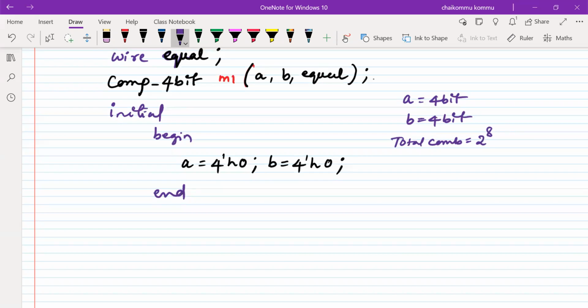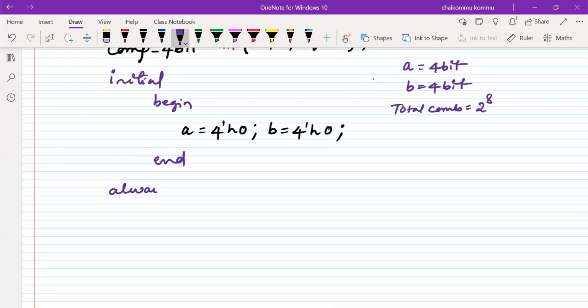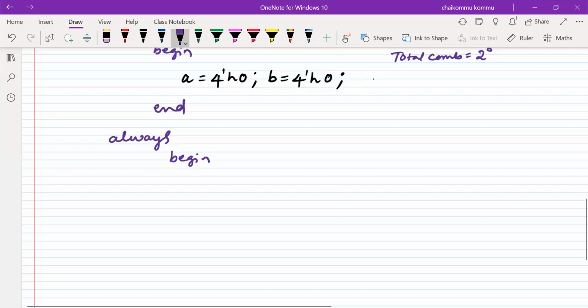So what I can do is use an always block. Always, I'll start begin. For example, at 2 nanoseconds, A equal to A plus 1 bit of 1. That's what I want to do. That means initially A is equal to 0. After 2 nanoseconds, plus 1 will be added to A.